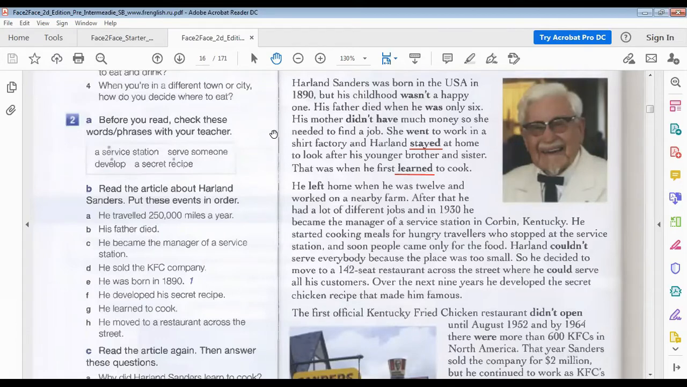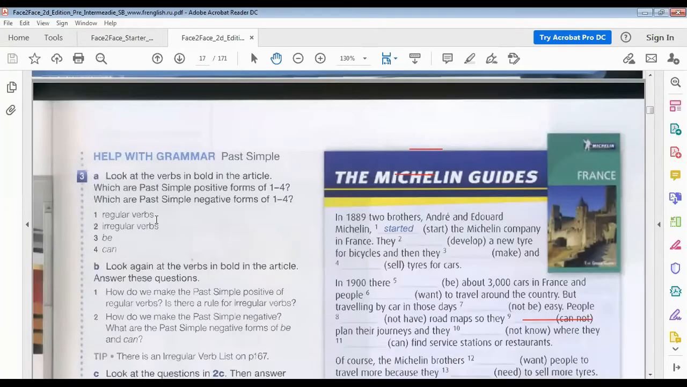Also negatives of regular verbs. Didn't open. Correct, didn't open, because open is a regular verb, right? Okay, that's it. Okay, next question. So for regular, we had stayed and learned and didn't open, right?